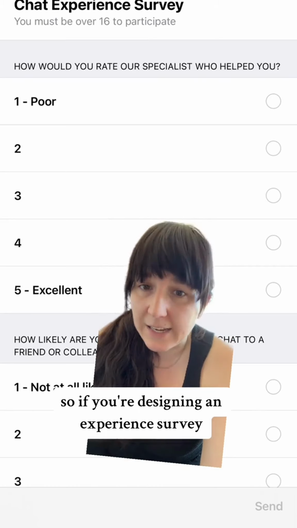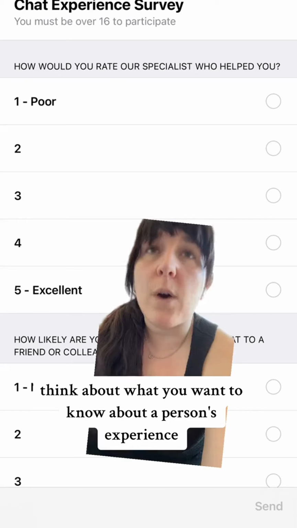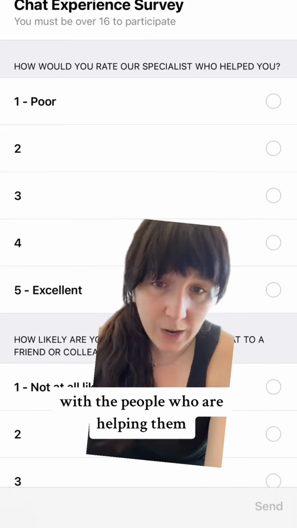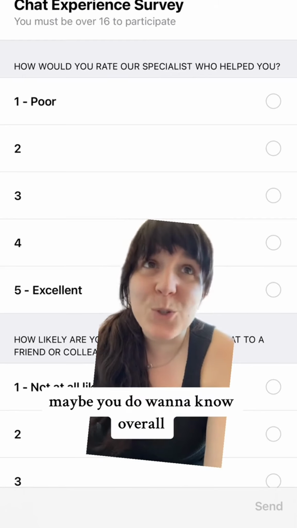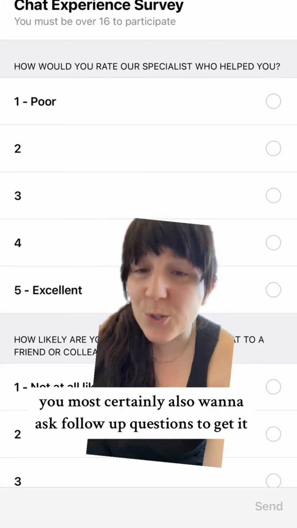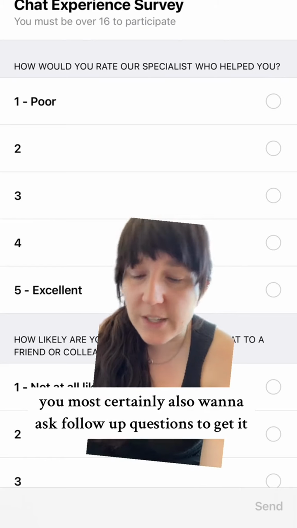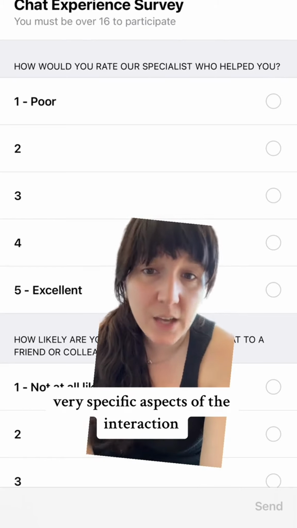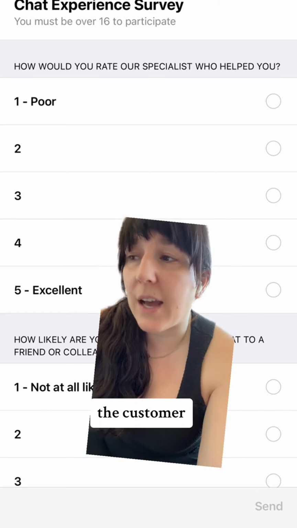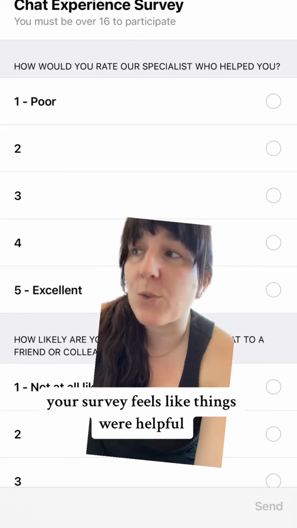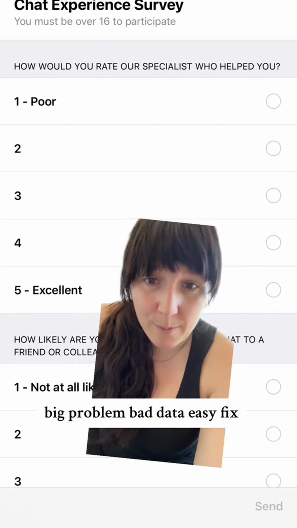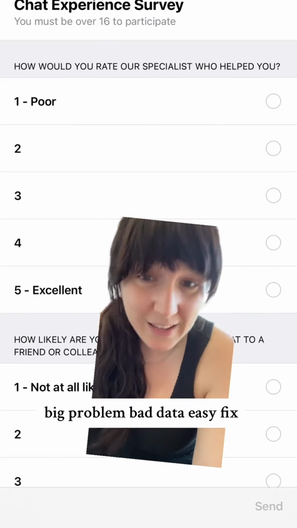So if you're designing an experience survey, think about what you want to know about a person's experience with the people who are helping them. Maybe you do want to know overall. I just can't see why you would possibly use that. But if you did, you most certainly also want to ask follow-up questions to get at very specific aspects of the interaction and of the extent to which the customer you're surveying feels like things were helpful or useful or resolved. It's an easy fix. Big problem, bad data, easy fix.